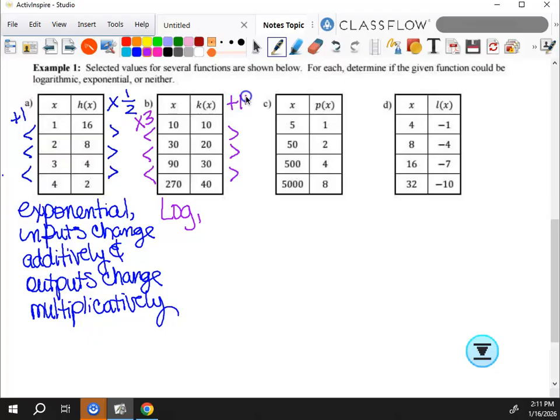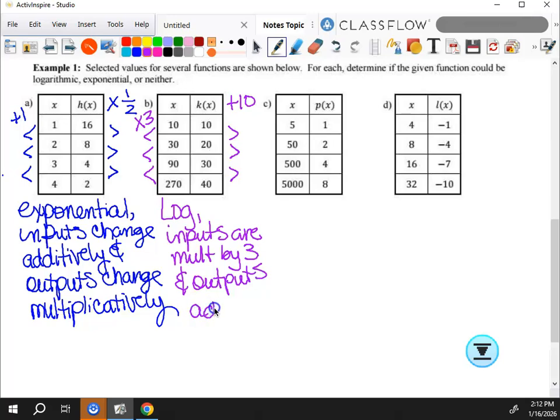All right, I'm going to change up the words just a little bit because, again, I'm going to try and write these a little bit differently each time. So I'm going to go with, we'll just say that the inputs are multiplied by 3 and outputs add 10.